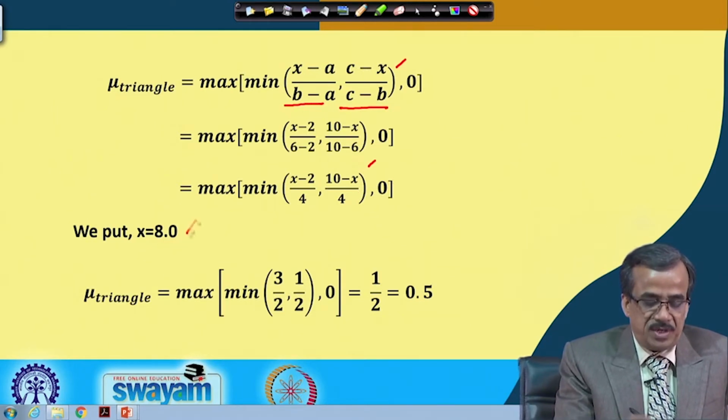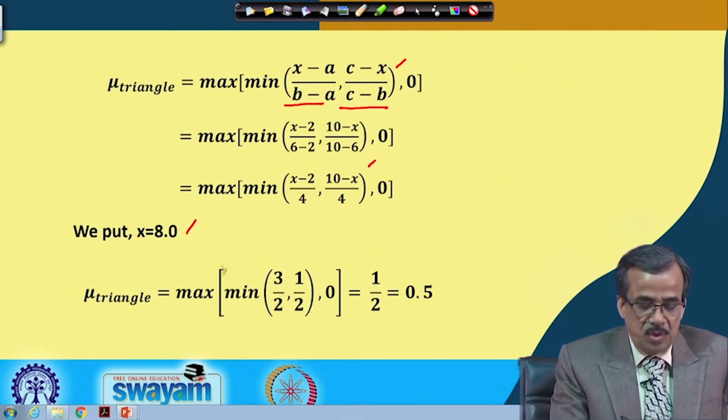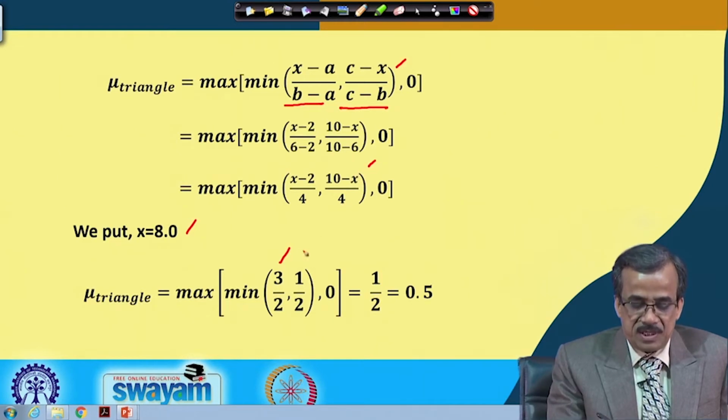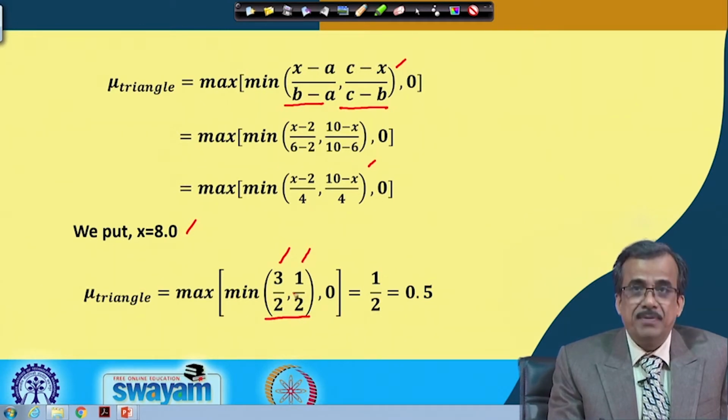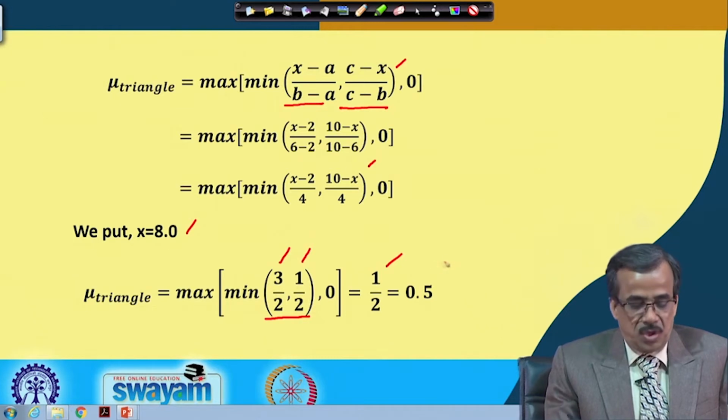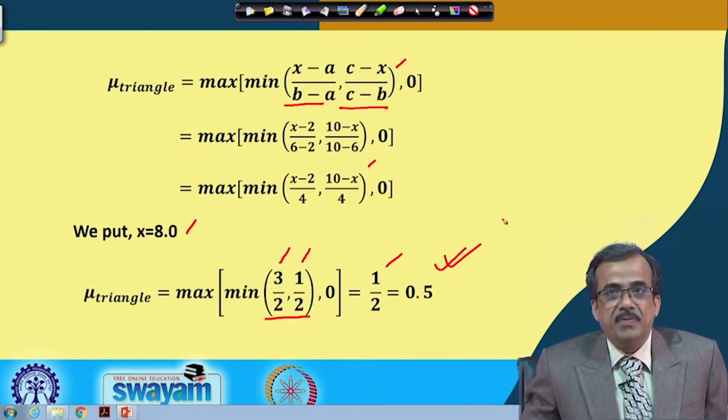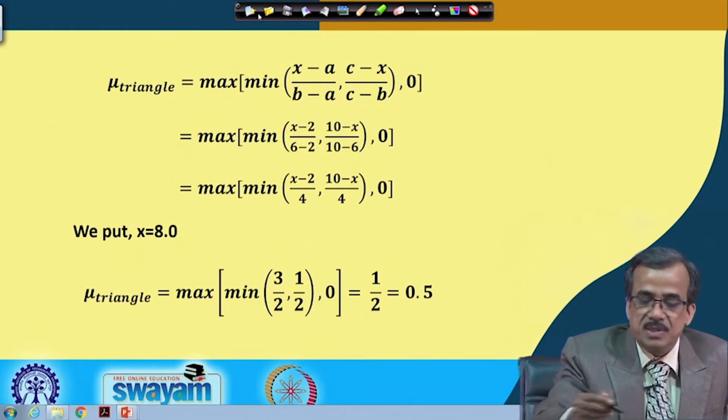Now, if we put x equals 8, then we get mu triangle equals the maximum of the minimum between 6 by 4, which is 3 by 2, and 2 by 4, which is 1 by 2. So, we find the minimum between 3 by 2 and 1 by 2, and the minimum is half. Now we find the maximum between half and 0, and that is half. So, this mu triangle comes to be equal to 0.5. This is the way, corresponding to a particular value of x, we can find the value of the membership for the triangular membership function distribution.